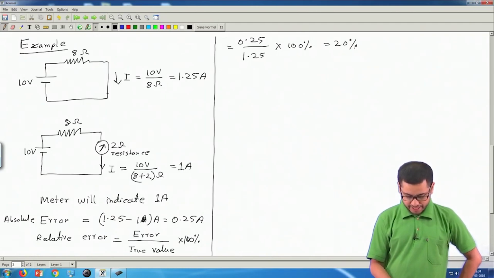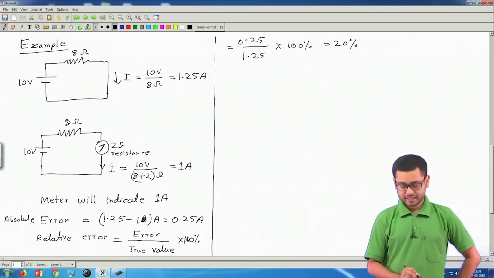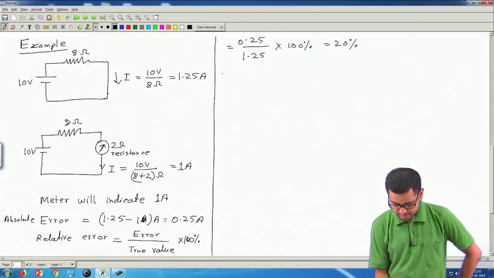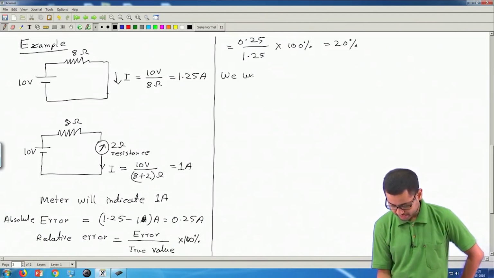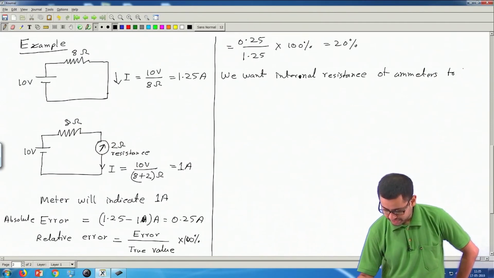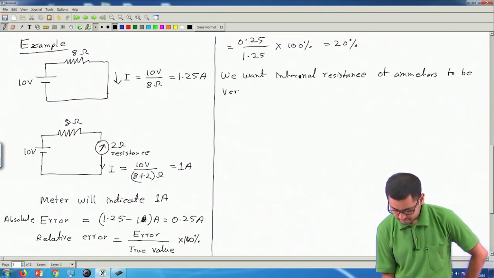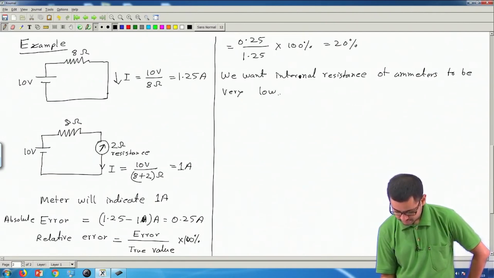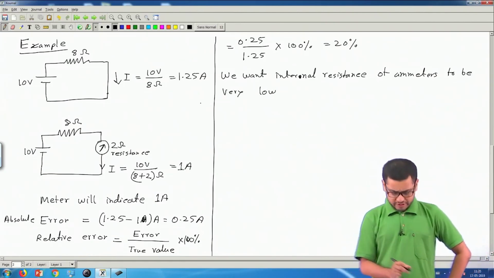So, ideally we would like to have the internal resistance of any ammeter very low. Okay. So, we want, once again, the internal resistance of ammeters to be very low. So, this is quite obvious.